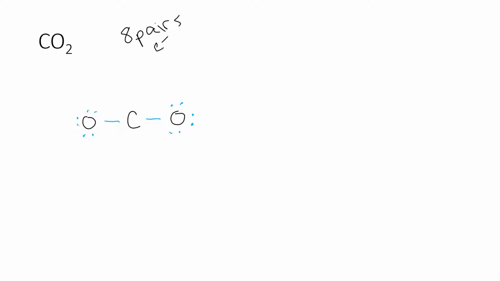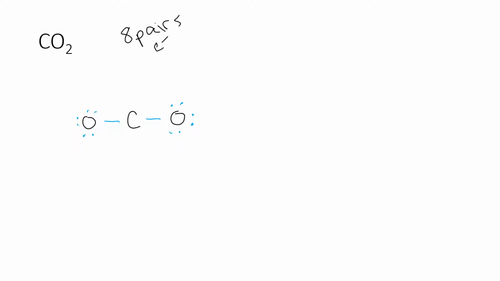Now, the problem we have here is we're not done because carbon does not have an octet. An octet means carbon has 8 electrons surrounding it. Right now, it only has 4: 2 from this shared bond and 2 from this shared bond. So carbon needs 4 more, but we've used up all the pairs of electrons.